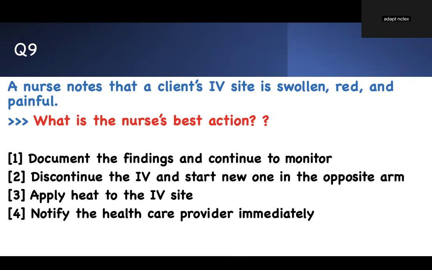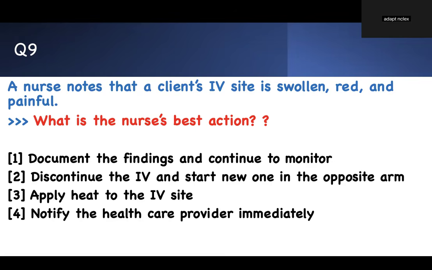Next, note that a client's IV site is swollen, red, and painful. That means bad stuff is happening to the patient. What is the next best action? These are all signs of infiltration or phlebitis, basically bad stuff. What do you want to do? Document the finding to save yourself, document, discontinue the IV, and start a new one. You're basically helping the patient.